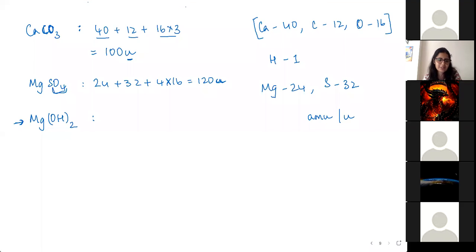Because of the chat. Yes, he got it. 58. Because I've put brackets, both oxygen and hydrogen are repeated. So it'll be 24 plus 16 into 2 plus 1 into 2. Okay, so last one, because everybody has pretty much gotten it.